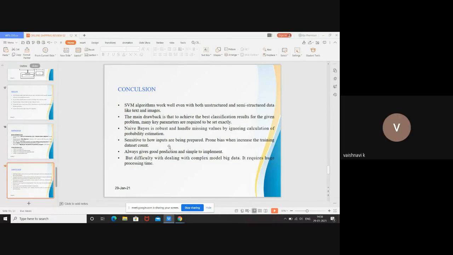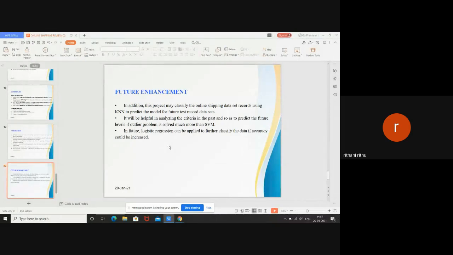Then next is the conclusion. The main drawback is that to achieve the best classification result for the given problem, many key parameters are required to be set exactly. It always gives good prediction and is simple to implement. It is sensitive to how inputs are prepared when the training database count is increasing. The SVM algorithm works well even with unstructured and semi-structured data like text and images, but has difficulty dealing with complex models and big data. It requires huge processing time.